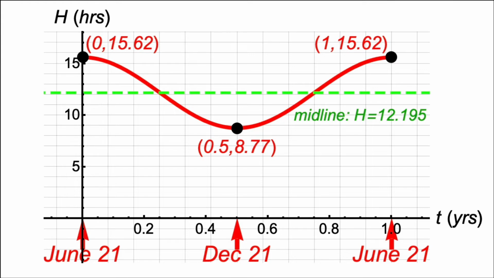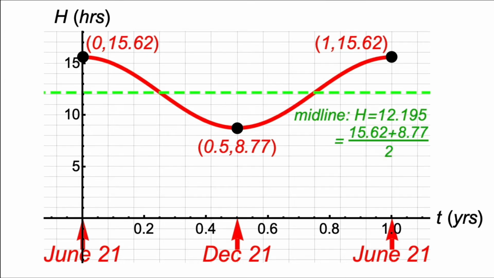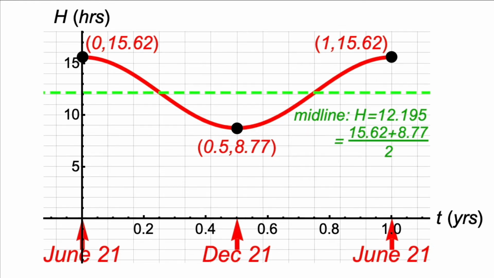How is this number found? It's the average of the maximum and minimum values. It's 15.62 plus 8.77 all divided by 2. You could also call it the average value of the entire function. That is, the average hours of daylight per day over the entire year. You might wonder why it doesn't equal exactly 12. That would be something to investigate.